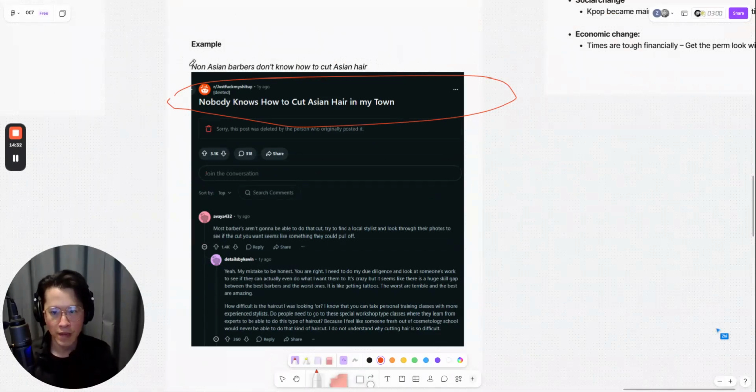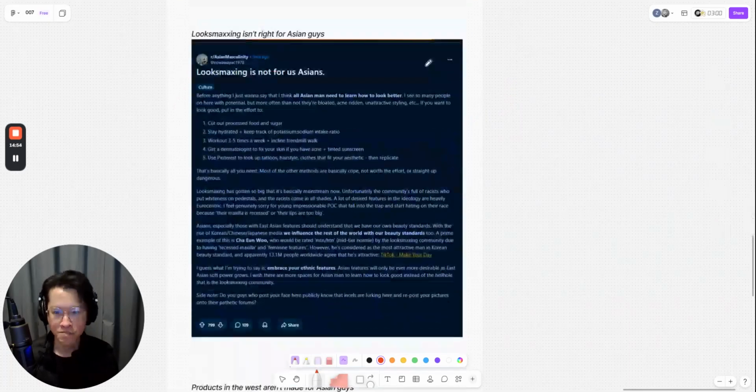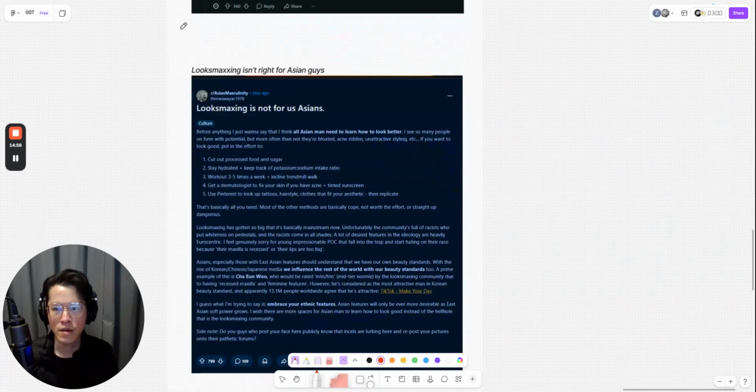So the topic is non-Asian barbers don't know how to cut Asian hair. Therefore, you want to go to an Asian barber. And just like how you wouldn't use products that are not made for your hair type, you want to use products that are actually right for your hair type. So that's how I would draw the connection between this private belief and the product, and that turns into an angle. So the next thing is looks maxing isn't for Asian guys.